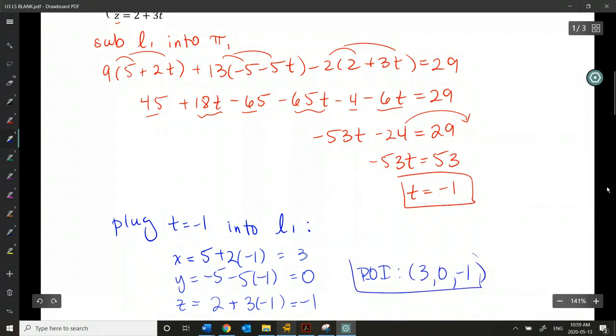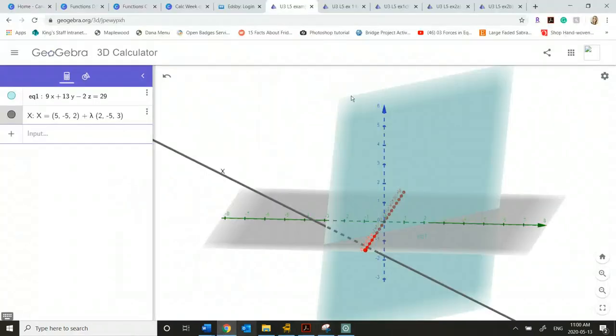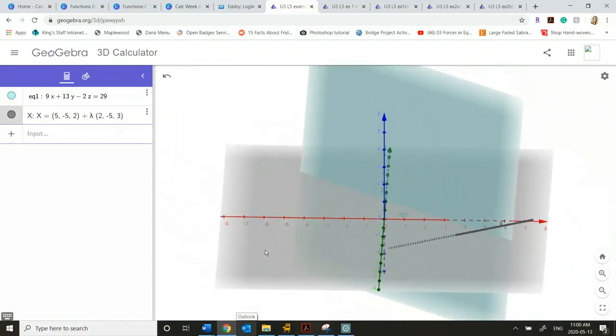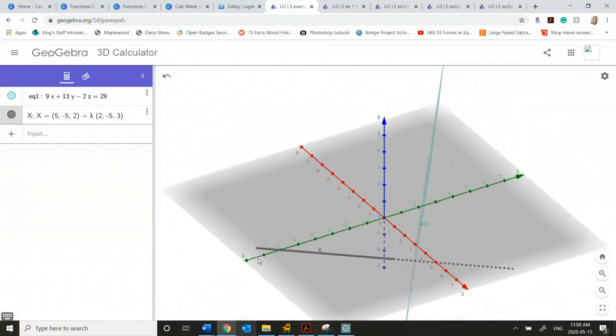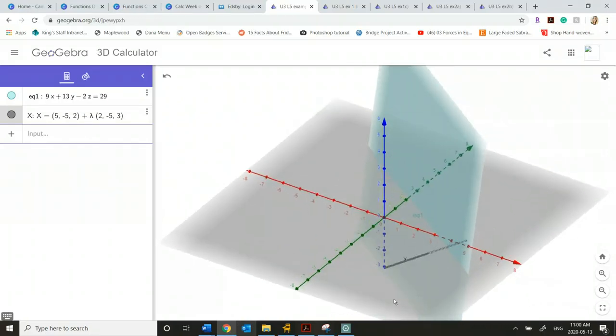Okay, and again, I want to make sure that I'm using proper notation for this. So make sure that your point has round brackets rather than square brackets, because we're talking about a point of intersection, not a vector. So this is just a visual of what we just solved for, essentially. So you can kind of see how the line and plane intersect here. And basically they're intersecting kind of right at this point here, and that is the point 3, 0, negative 1.